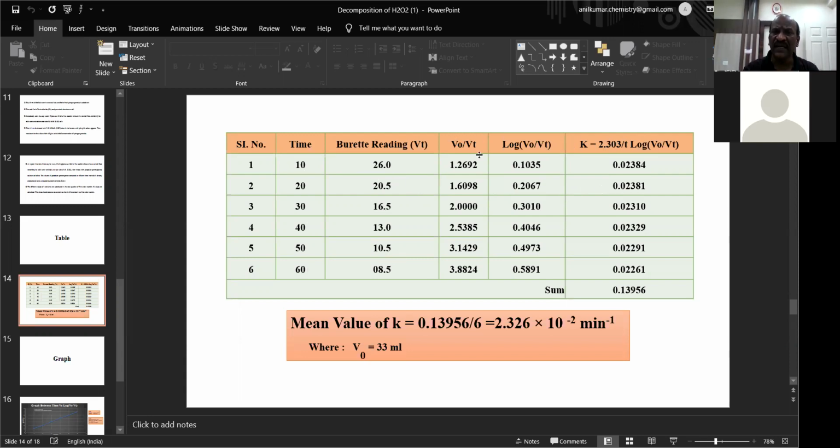V0 by Vt: V0 means 33 ml divided by 26. Then you write here 1.2694. And then 33 by 20.5, you will get this value. And 33 by 16.5 ml, we get this value. At 33 by 13, we will get a value like this. All these values we will get.